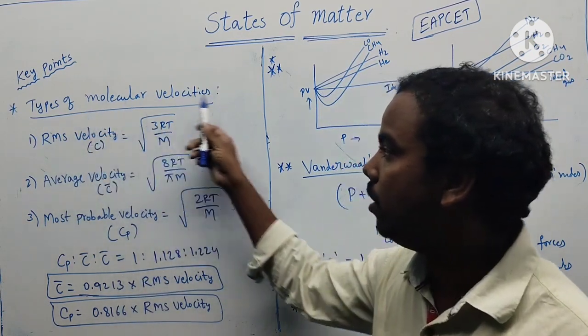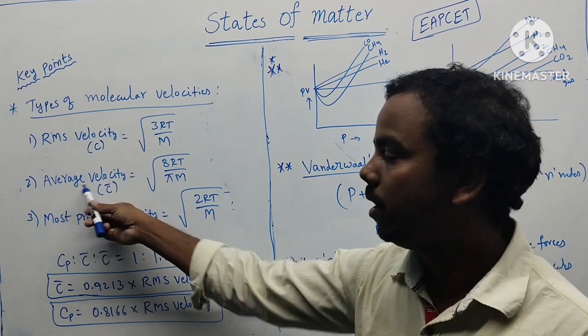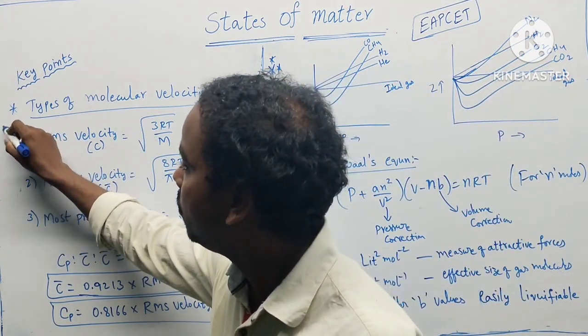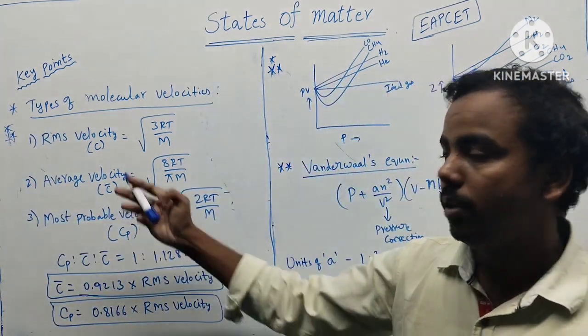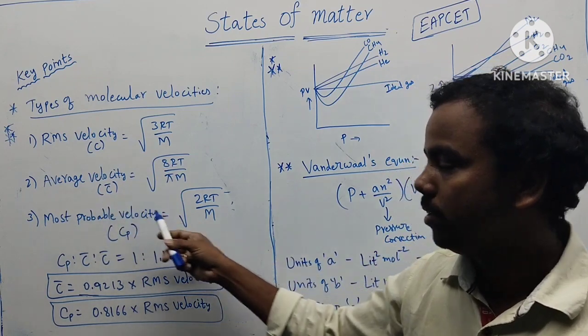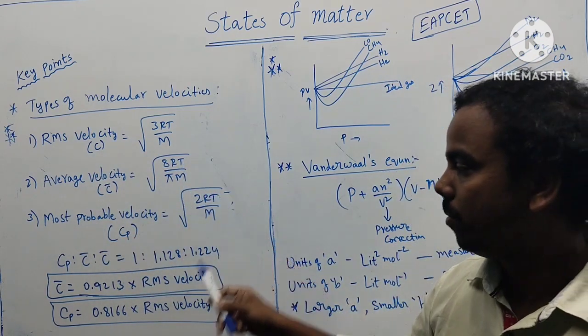So next, types of molecular velocities. RMS velocity formula: square root of 3RT by M. Average velocity formula is very, very important. Many problems are there on RMS velocity. Previously in MSET, many problems were asked using RMS velocity. So average velocity is square root of 8RT by M, and most probable velocity is square root of 2RT by M.